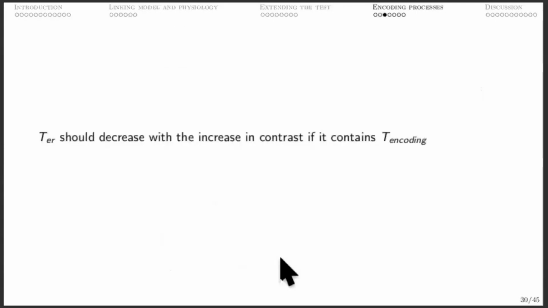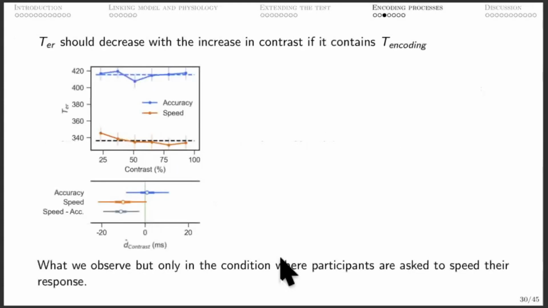So what we expect is that if the non-decision time contains the time needed to encode the stimulus, then when we increase the contrast, we should decrease the estimation of the non-decision time, given that it contains the time needed to encode the stimulus. So this is kind of what we observe. When you look first at the speed condition, you see that the model is estimating a decreasing non-decision time when we increase the contrast, as in the data with the monkey.